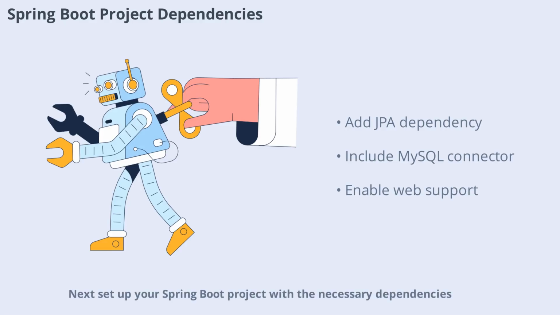Next, set up your Spring Boot project with the necessary dependencies. In your pom.xml, add spring-boot-starter-data-jpa for JPA support, mysql-connector-java for MySQL connectivity, and spring-boot-starter-web for building REST APIs. These dependencies provide the foundation for working with databases, handling data persistence, and exposing endpoints for your application.